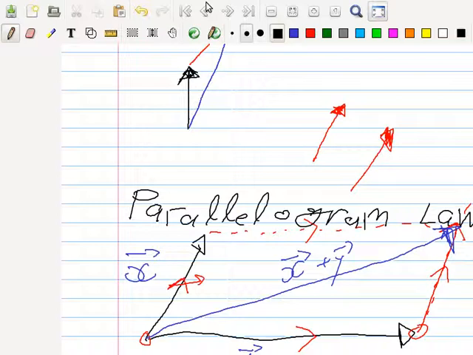Negative, change the direction. What happens if you multiply a vector by 0? 0. What does this 0 vector look like? Nothing. It doesn't move. The problem with 0 is it has no direction really, because which way does it point? It doesn't point anywhere. So it's still a vector kind of, but it has no direction.